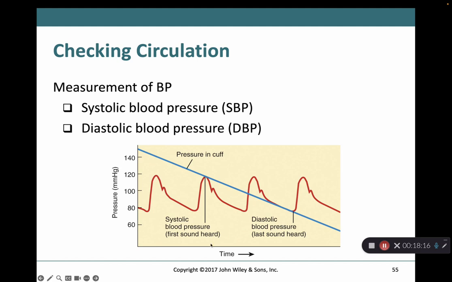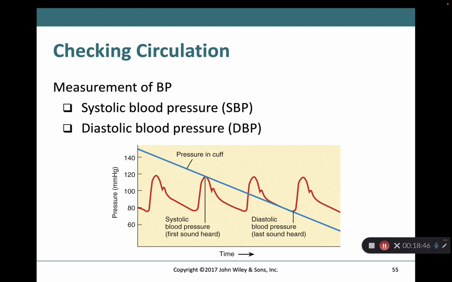Okay, so this is showing how we measure blood pressure. So we have systolic and diastolic blood pressure. When taking blood pressure, first you cut off the circulation of the brachial artery with the blood pressure cuff. Then you slowly release the pressure as you listen to the brachial artery with the stethoscope.